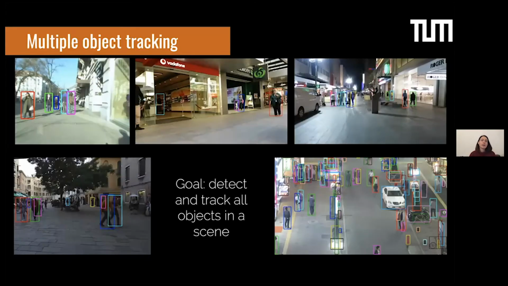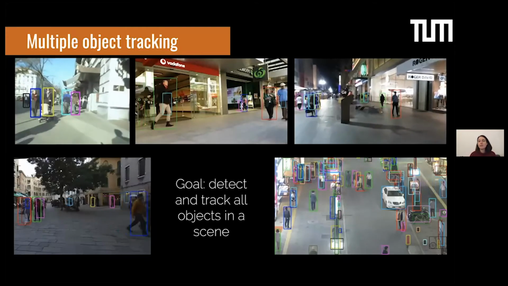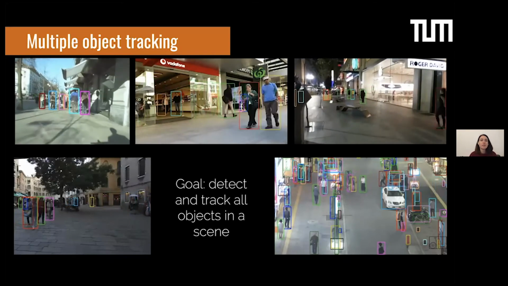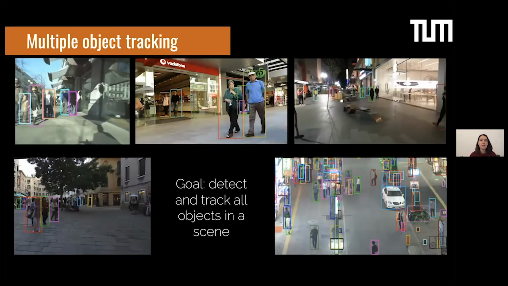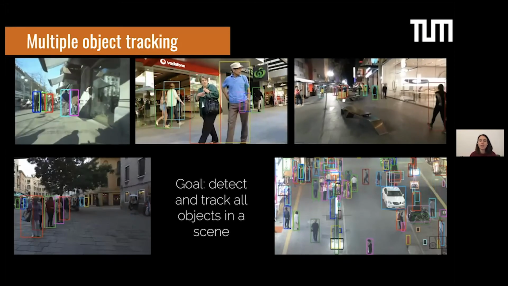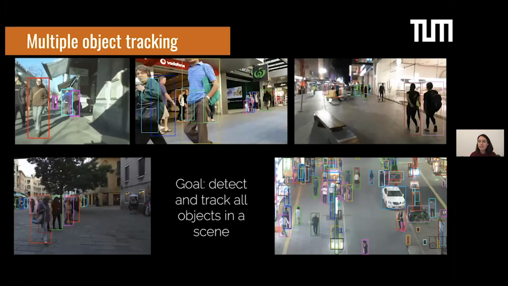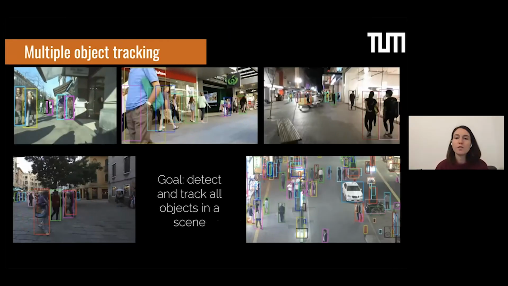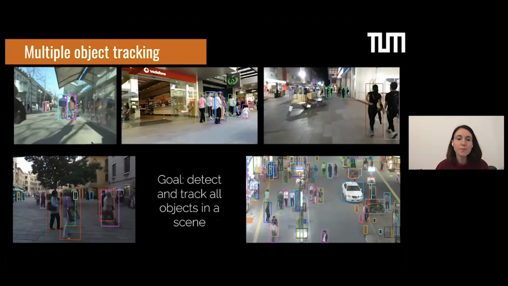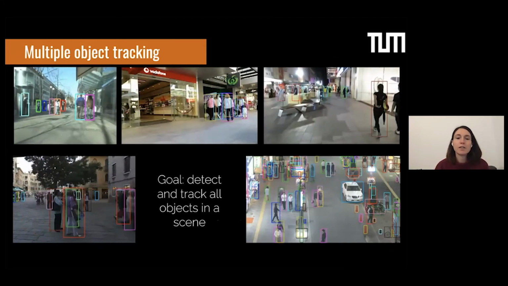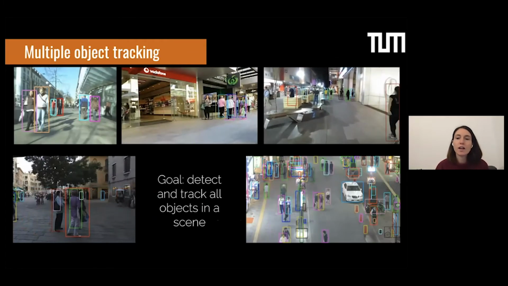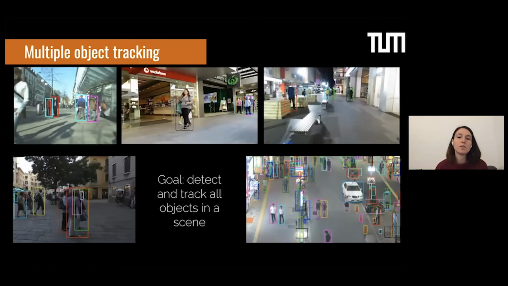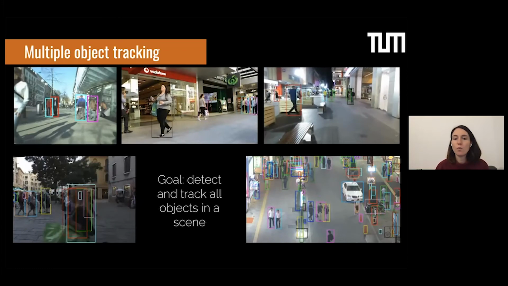So let me start by introducing what multiple object tracking is. Probably most of you know some of these videos. We're focusing here on multiple pedestrian tracking because pedestrians are interesting objects, and therefore tracking them is extremely challenging. The goal of multiple object tracking is to detect and track all of the objects in the scene. So you do know what kind of objects you want to track, but you do not know where they are located.